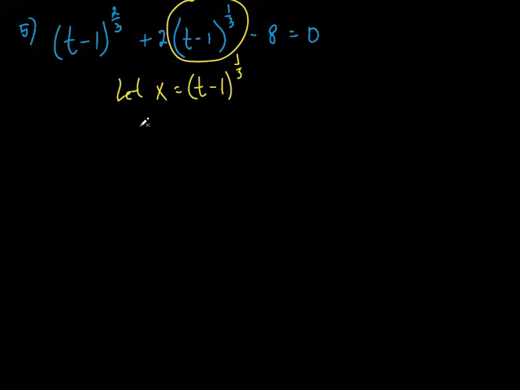So let x equal this. So what are we going to do? We're going to rewrite this. Instead of (t minus 1) to the 1/3, we're going to write what? x to the second power, squared. Exactly. So this is going to be x squared, plus 2x, because we made that thing that's circled right there into x. And then minus 8 equals 0.